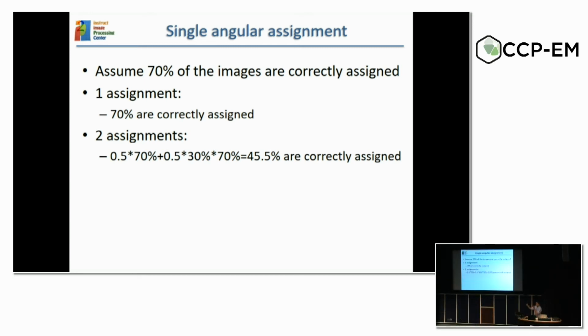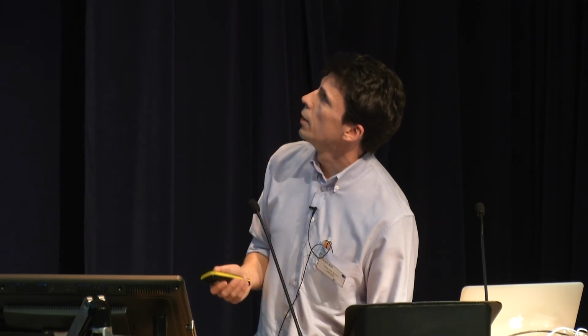If you allow 2 positions, then 70% of the cases in the first decision was correct, and for the 30%, you also have a 70% chance of choosing the right place. So at the end, in the final data set that is going into 3D reconstruction, only 45% of the images are correctly assigned, while with only one assignment, you have 70%. So if you want to go to very high resolution, allowing the images to be in 2 places is really not such a good idea.